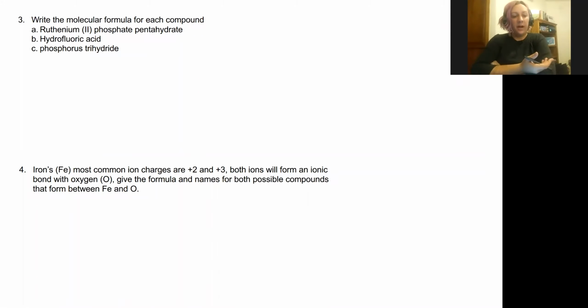So now we're going to go the opposite way. We're going to take our names and interpret those into chemical formulas. So for our first one, we have ruthenium(II) phosphate pentahydrate. So the ruthenium, I can look up that element on my periodic table. I'll find it's a transition metal, which I should know just because the fact that it's followed by Roman numerals. So I know I have a ruthenium, and that Roman numeral 2 tells me it has a +2 charge. Then I have a phosphate.